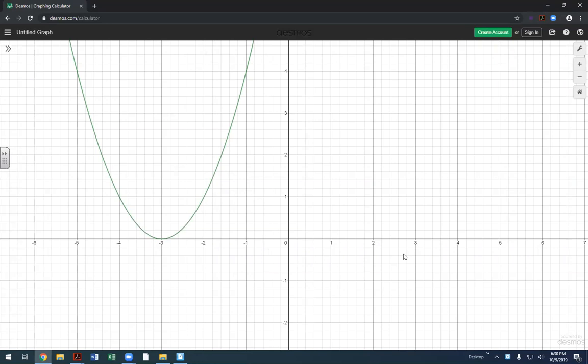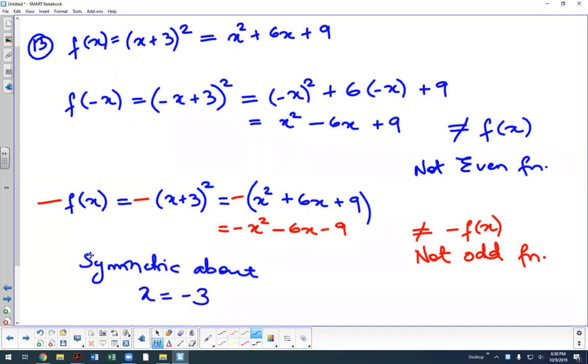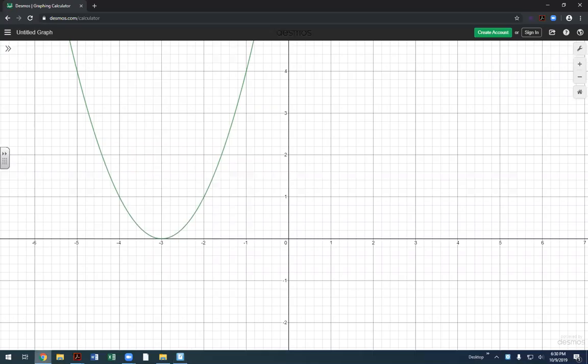But if they're just talking in terms of general symmetry, then we will actually say that this function is symmetric about the line x equals -3, which is actually coming from that x plus 3 in the original format. Let's go back to the graph. So if you see with my -3 here, that's where my line of symmetry is going to be. So if I fold my graph along this vertical line x equals -3, my two halves will coincide.